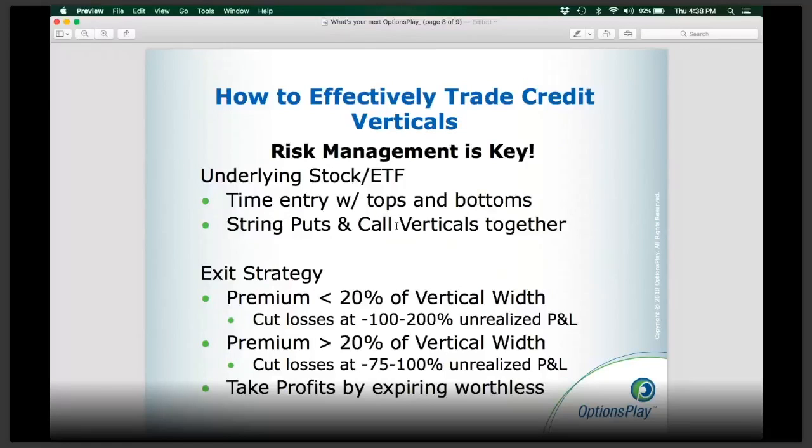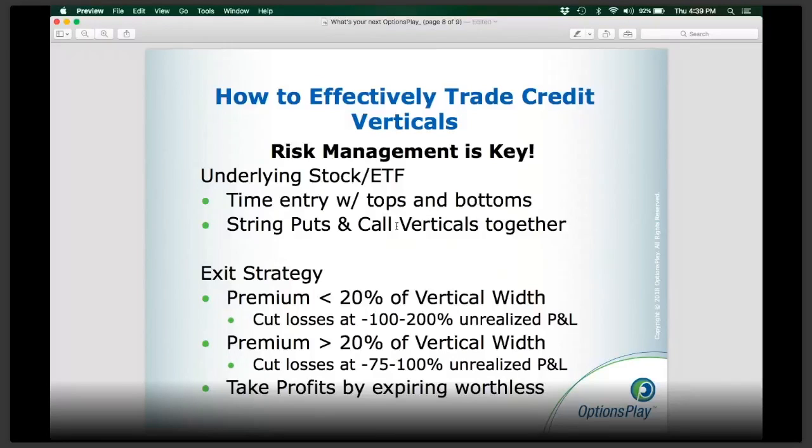So if you're receiving less than 20% of that $10 in premium or credit for the spread, then you want to cut your losses when the trade is at anywhere from 100 to 200% unrealized loss on the particular trade. And this number gets stretched even further if you're only collecting less than 10 or 5% of the vertical width. But I won't get into some of those extreme examples because most people don't trade them. But if you do, you can always ask questions at the end.